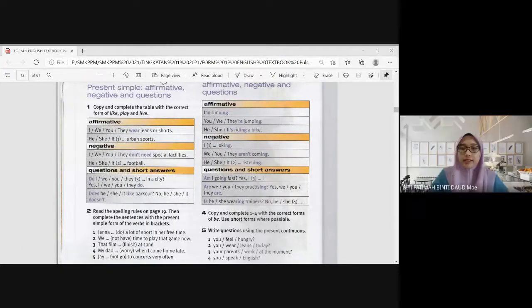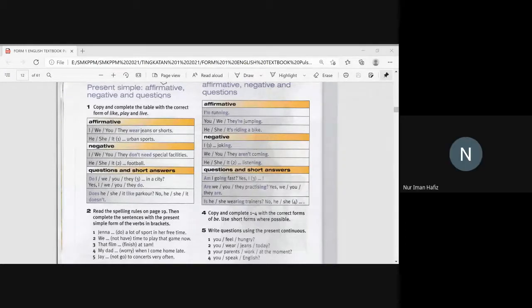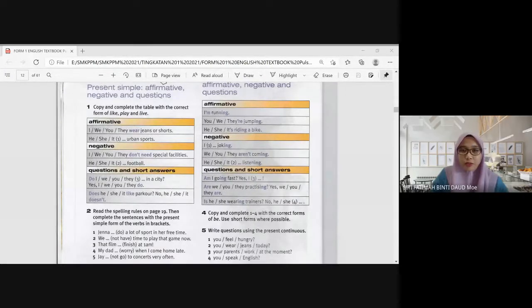Whose microphone is that? Can you turn it off? Ada someone yang ada bunyi macam cengkerik pun ada juga. Just tutup mic. Mute your mic. Who's this? Okay, please mute your mic. And if you just come in, please fill in your attendance as usual.